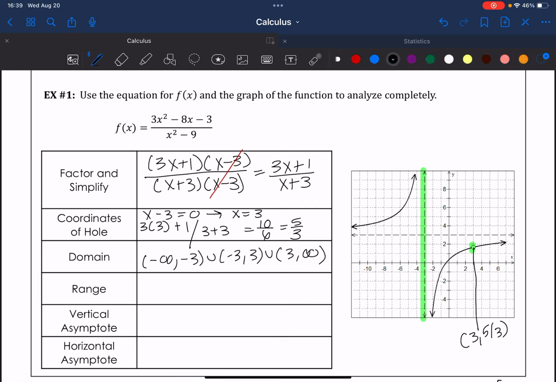Now looking at the range, we're looking at the y value. So we need to keep in mind the horizontal asymptote and also the y value of the discontinuity. This becomes negative infinity to 5/3, union 5/3 to 3, union 3 to infinity, again because of the hole and the horizontal asymptote. And then lastly, do you remember what variable goes with what? The vertical asymptote is x equals negative 3, and the horizontal asymptote is y equals positive 3.